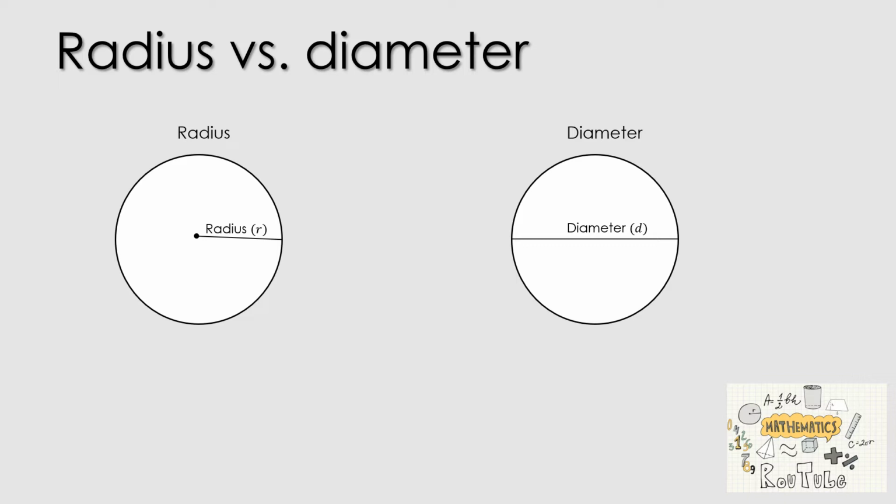And on the right side we have the diameter. The diameter is from one side of the circle making its way through the center of the circle all the way to the other end of the circle. So the radius is from the middle point to the outside, and the diameter is from one side to the other. The important thing to note is that the diameter is always double the value of the radius, which means that the radius is always half of the value of the diameter.